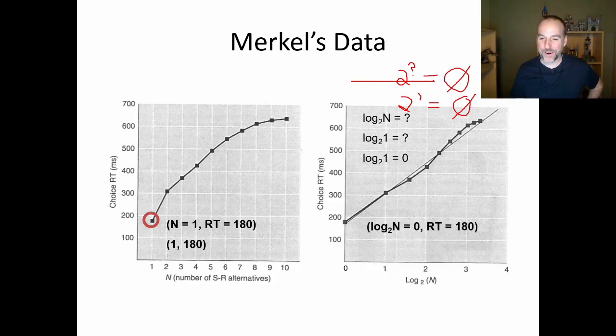So that is our new x-coordinate. On this graph, it was 1. But here, we're solving log base 2 of that, which is equal to 0. The reaction time stays the same, so the y values are the same on both graphs. The first point was 180 over here, and on this graph, it's going to be 0, 180, which is this point here.